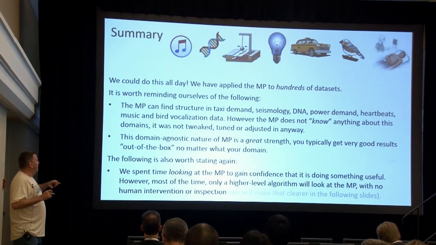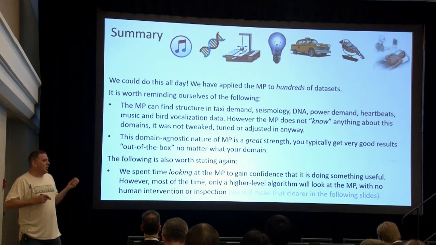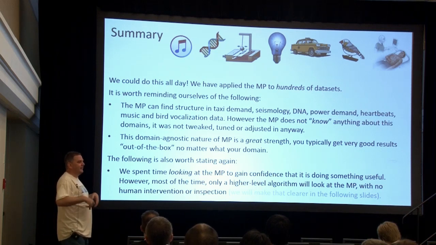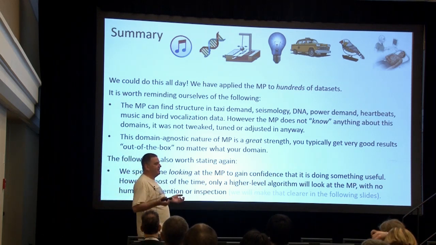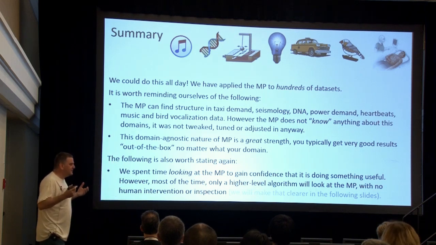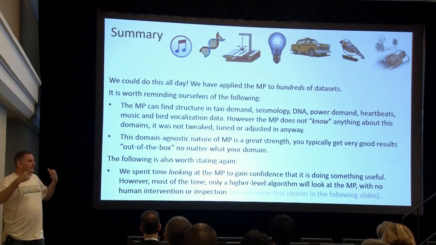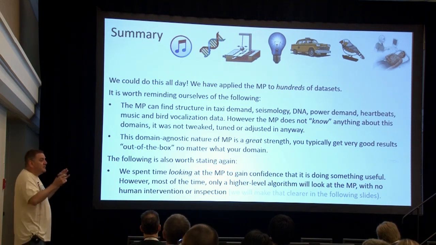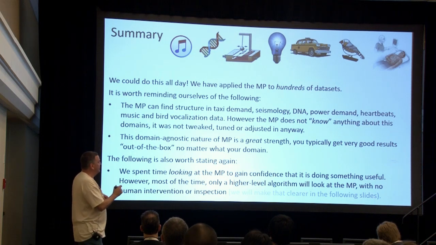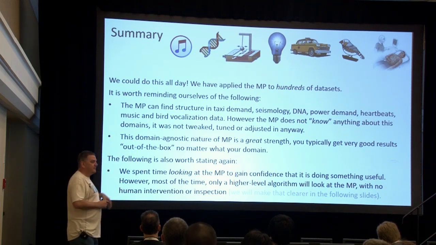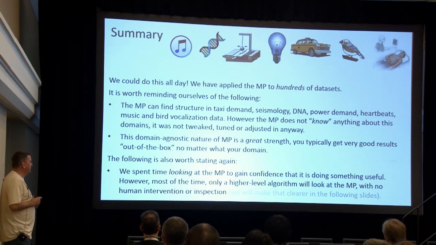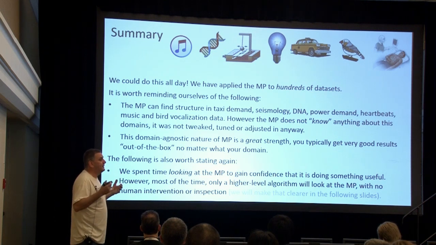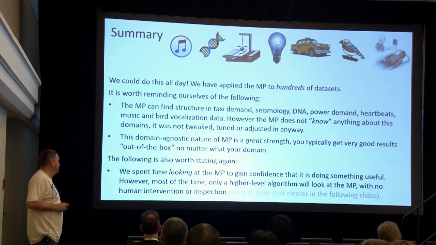Let's summarize a little bit before we move on. What we've seen is quite surprising, I think. We showed an algorithm that can find structure in taxi demand, electrical demand, DNA, zebra finches, heartbeats, all these other kinds of data sets. But the algorithm doesn't know anything about the data. It's not tuned or tweaked for zebra finches versus humans. Right? It knows nothing. It simply gives you good, interesting answers on just any kind of data. So it's a very, very, very black box approach. And it's a great strength of this approach. Right? You can know nothing about your data set and get good results out of it in most cases.